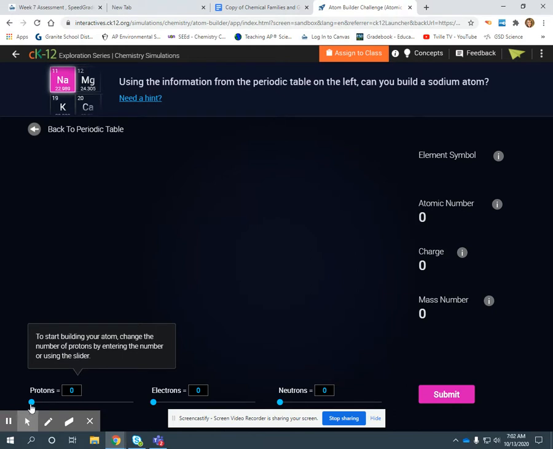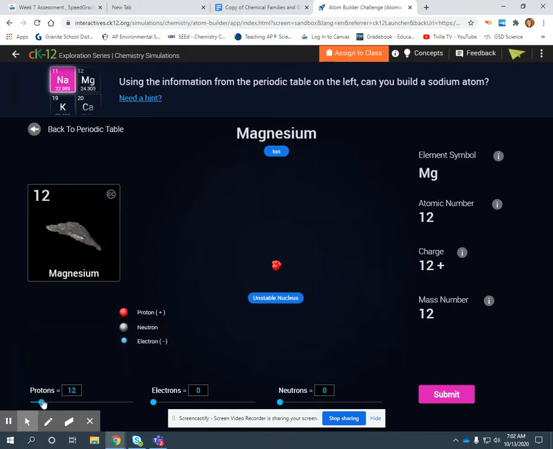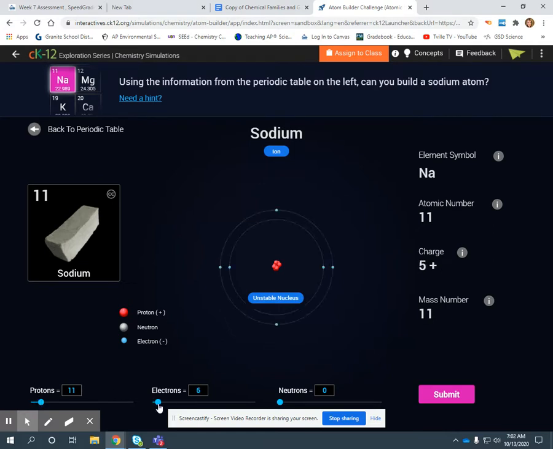let's say, for example, that we're building an atom of sodium. According to the periodic table, there are 11 protons in sodium. So on my slider, I'm going to move it over to 11 protons. Now, if we have 11 protons and we have a neutral atom, we need the same number of electrons as protons. So I'm going to add in 11 electrons.